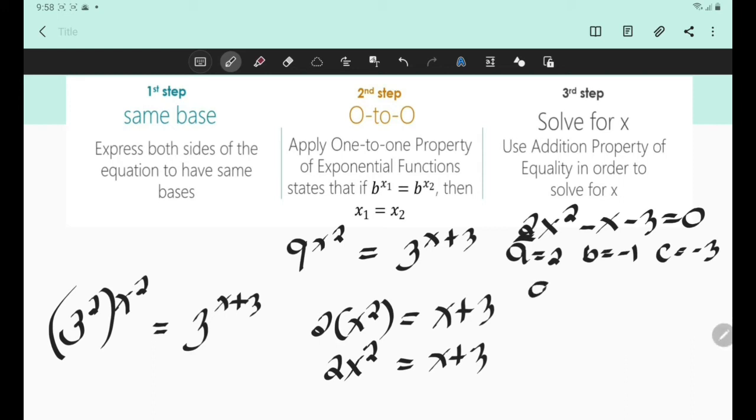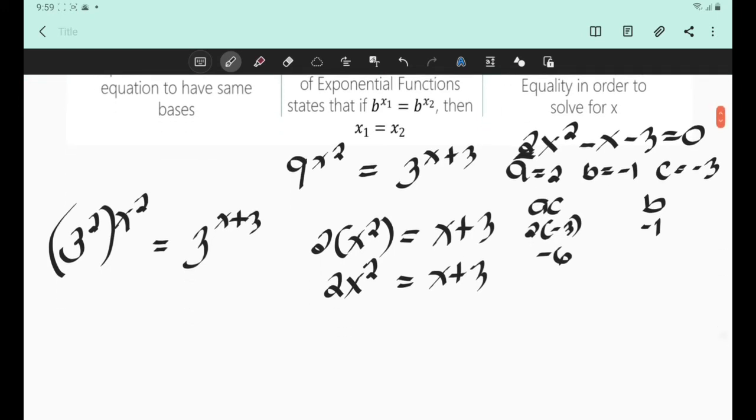So, we have to multiply A and C. And then, kung ano man yung factors ni A and C, dapat pag inadd natin yon, ang sagot ay B. So, ano ba yung 2 multiplied by negative 3? So, we have negative 6. So, what are the factors of negative 6? Na kapag inadd natin ay negative 1. So, i-list ulit natin yung mga factors. So, we have 2 multiplied by negative 3 or negative 2 multiplied by positive 3. We may have 6 multiplied by negative 1 or negative 6 multiplied by positive 1.